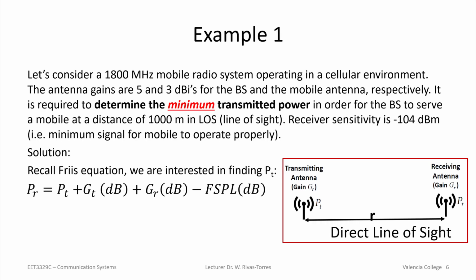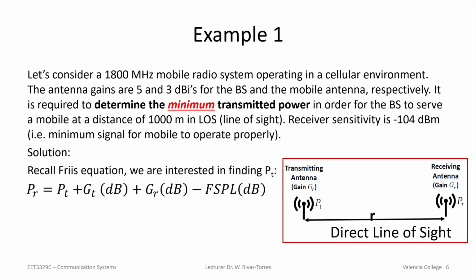So talking about this, let's do an example. We haven't done an example of Friis's equation. Why don't we go ahead and do that? So let's say we have a system that's operating at 1800 megahertz. For those of you who are keeping tabs, that's also 1.8 gigahertz. Let's say some kind of cellular environment, and we have antenna gains of 5 and 3 dBi. Now, dBi is a unit that we use to talk about antenna gain, and it stands for dB isotropic. So comparing it to an isotropic antenna, that's a detail not super relevant to this course, but I thought I would mention it.